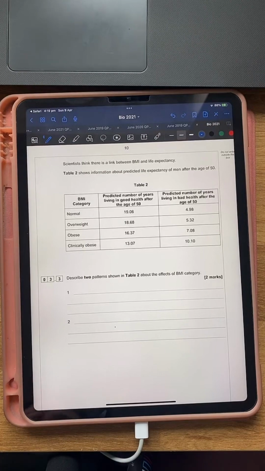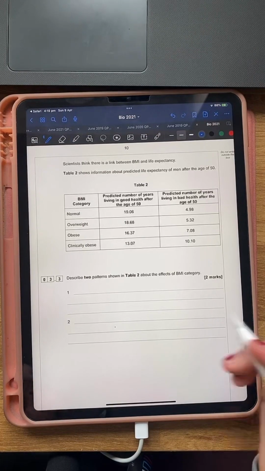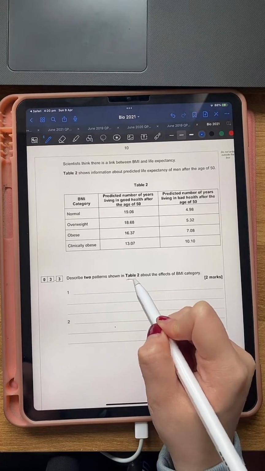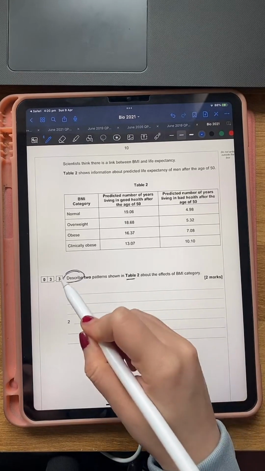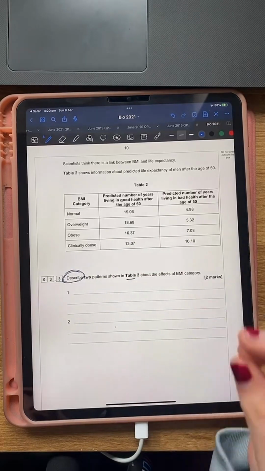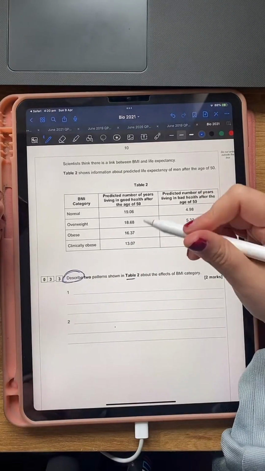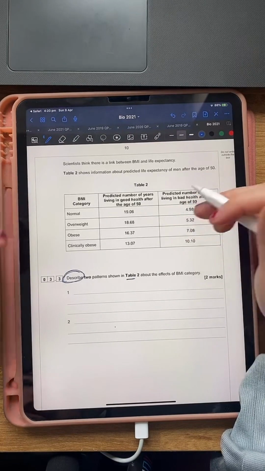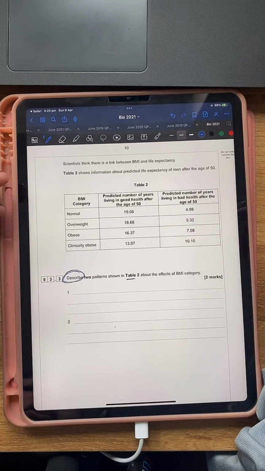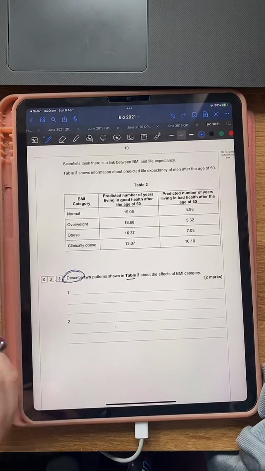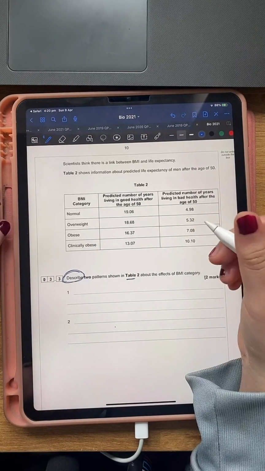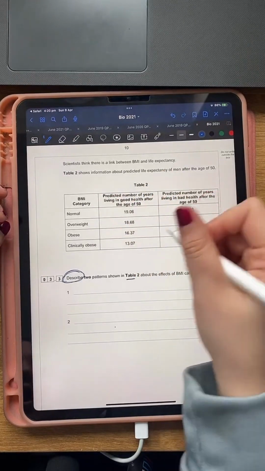Whenever you see the word describe, it always means they want you to actually give the values. So if you're saying it increases, you can't just say the BMI increases, but you need to actually specify it increased from a certain level to a certain level and give the values for it. So here we have normal is 19.06, living in bad health. The predicted number of years is 4.98.